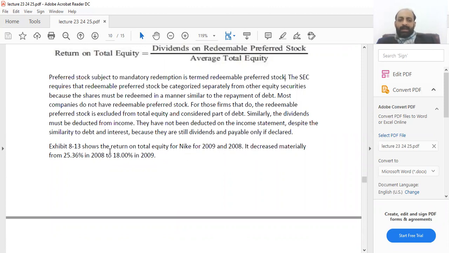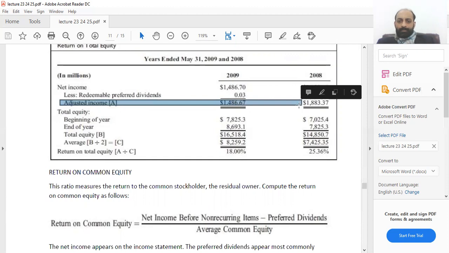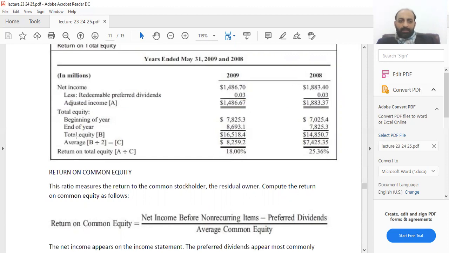It decreased materially from 25.36 in 2008 to 18 in 2009. So how do you calculate it? It's your net income. From that you have to subtract the redeemable preferred dividends. You get the adjusted income. Once you have the adjusted income, you get the beginning of the year equity and the end of the year equity, you calculate the average, and then using the formula you get return on total equity.